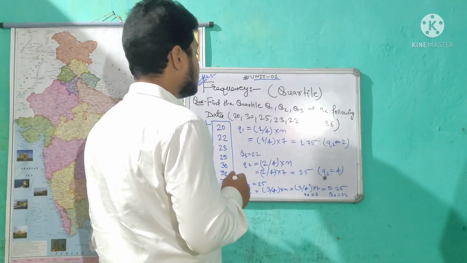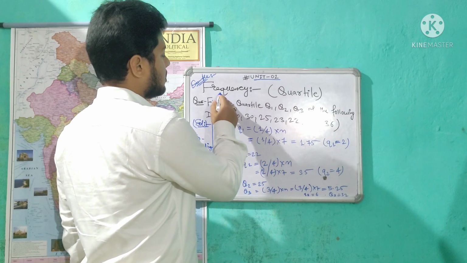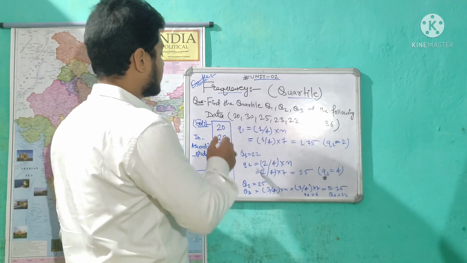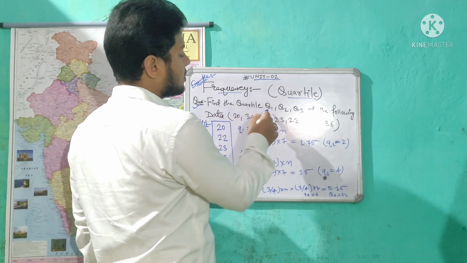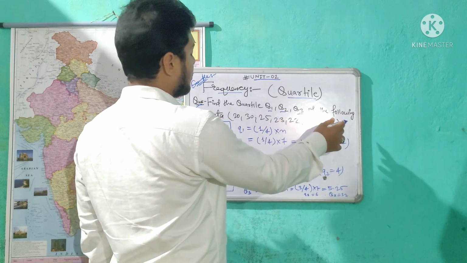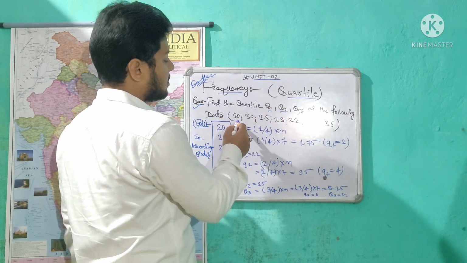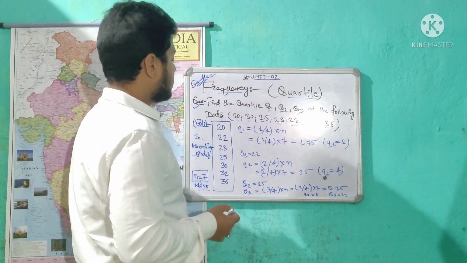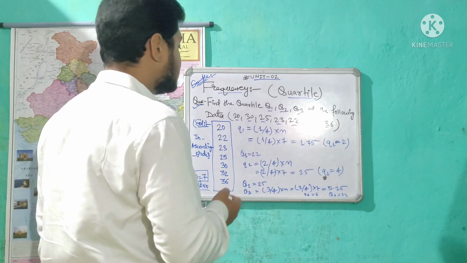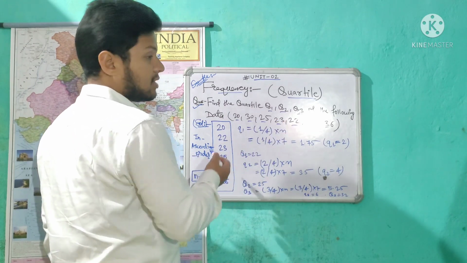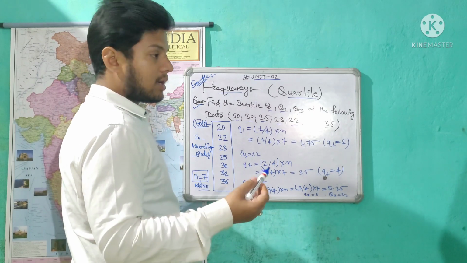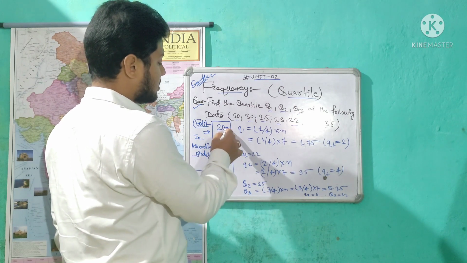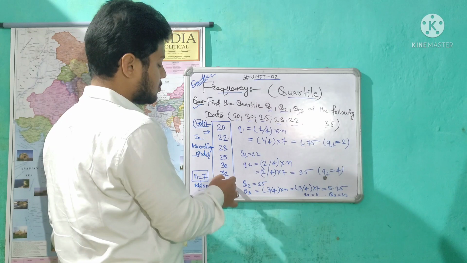Now we will see some examples related to them. First, we will see examples of quartile. The question is: find the quartiles Q1, Q2, Q3 of the following data: 20, 30, 25, 23, 22, 32, 36. First of all, we arrange this data in ascending order, from lower to higher: 20, 22, 23, 25, 30, 32, 36.